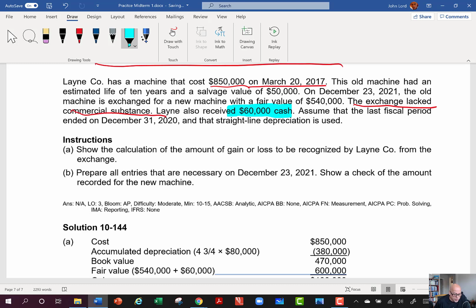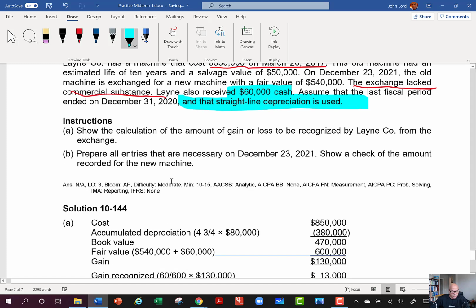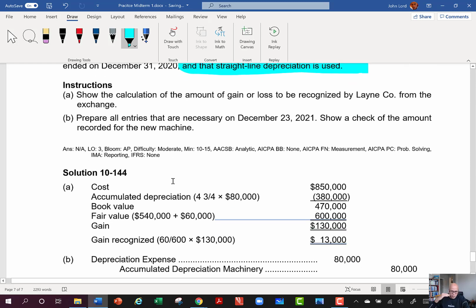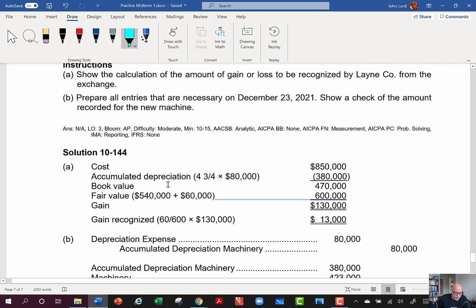Assume the last fiscal period ended December 31st, 2020. That would make it a calendar year period, but okay. And straight-line depreciation is used. They say to show the calculation of the amount of gain or loss to be recognized by Lane Company and prepare the journal entry. Now, I might ask you to prepare the journal entry. I'm not too hopped up on asking you to show me calculations in e-learning. It's not something I care about. But I will want you to potentially tell me things like the depreciation expense, and I'll ask you different things. So let's go ahead and see.